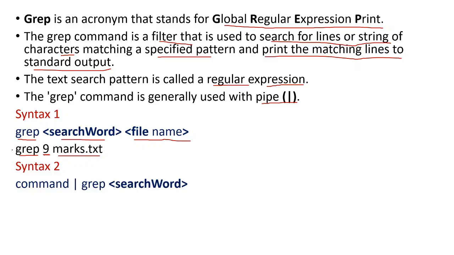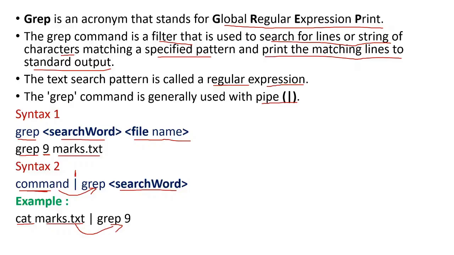Syntax 2. You can also use the grep command with the pipe command. Here, whatever command you are using will be the input for this command. It will take the input from that command and search it with the search pattern. Example: this is the command and this is the file name. This input will be given to the grep command, and this is the search pattern 9. So it is going to search for 9 in this file. Whichever lines match the number 9, it will display all those on the screen.